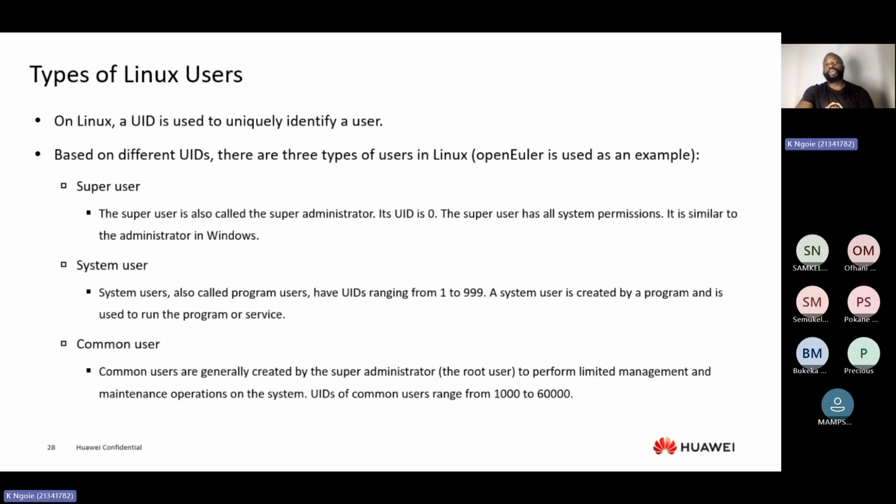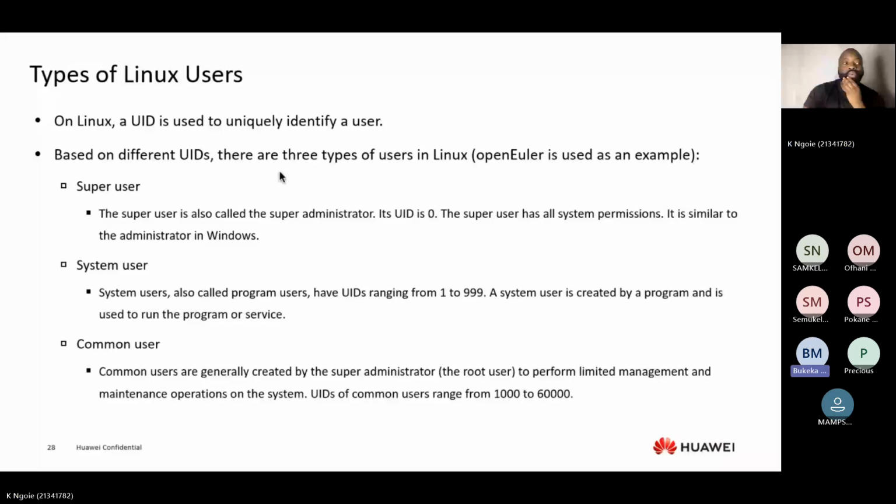All right. So the types of Linux users we have are based on different criteria in Linux, including OpenStack. Every user is uniquely identified by the UID, which is the user ID, a numeric value assigned by the system, right?